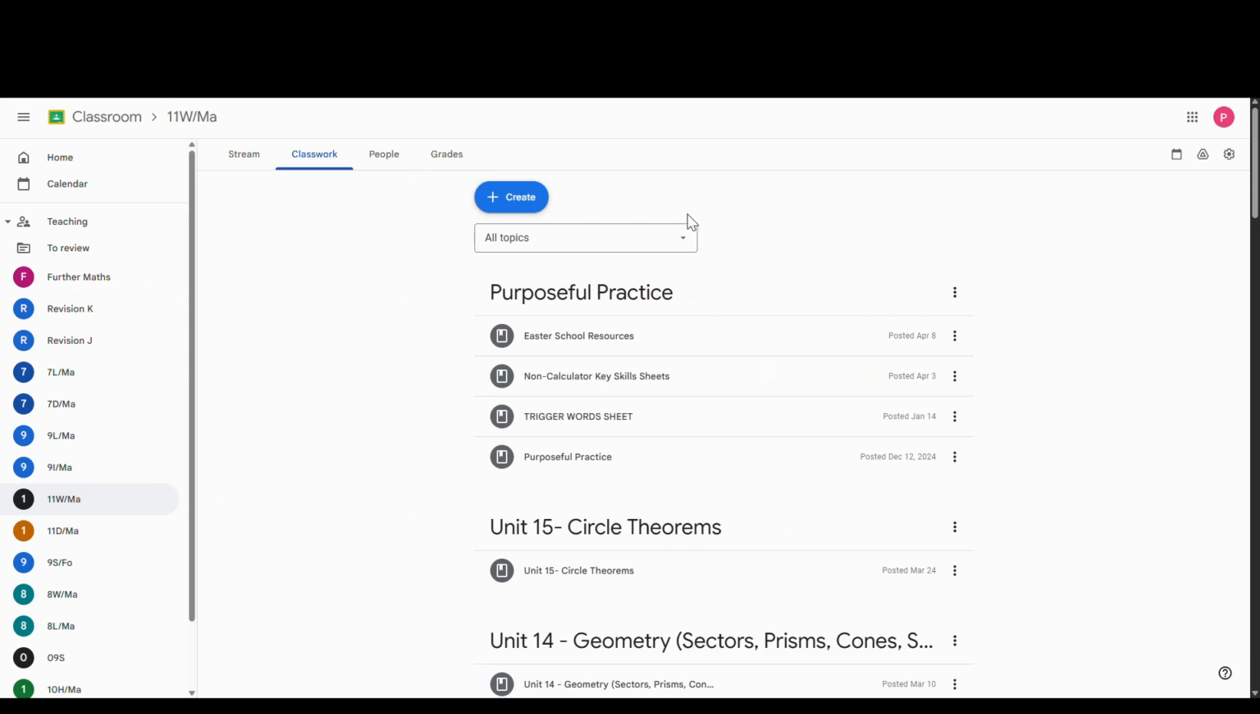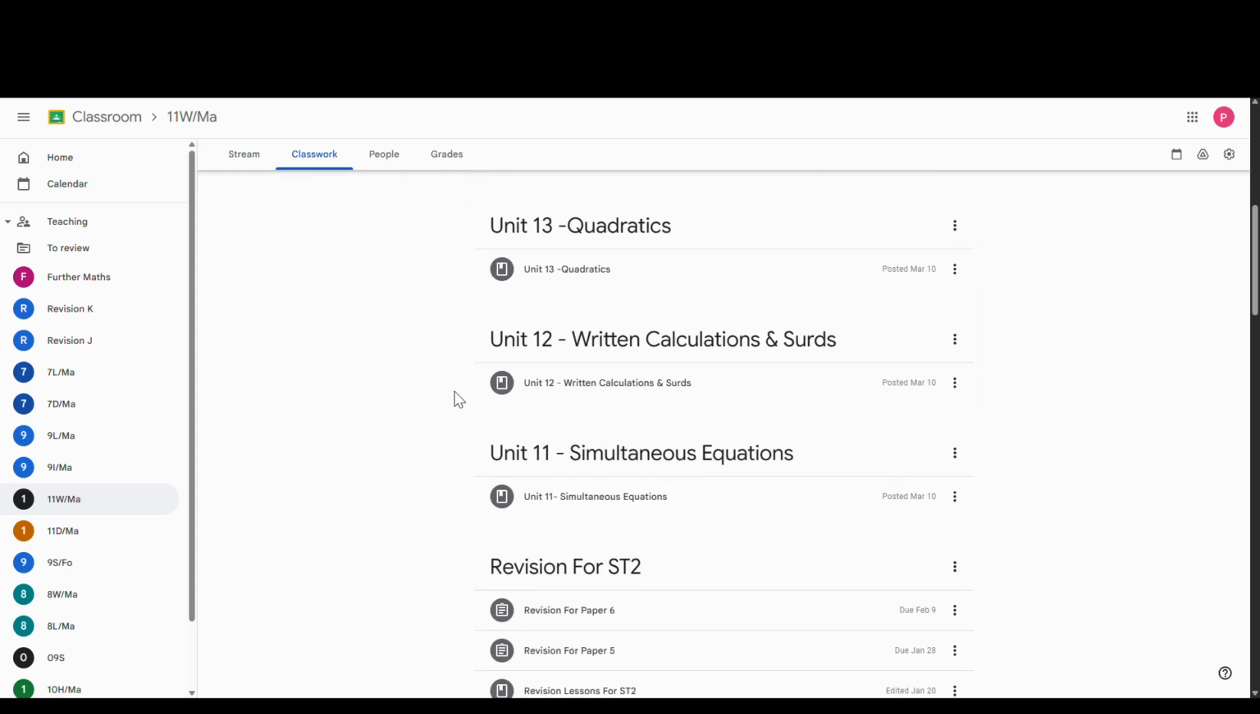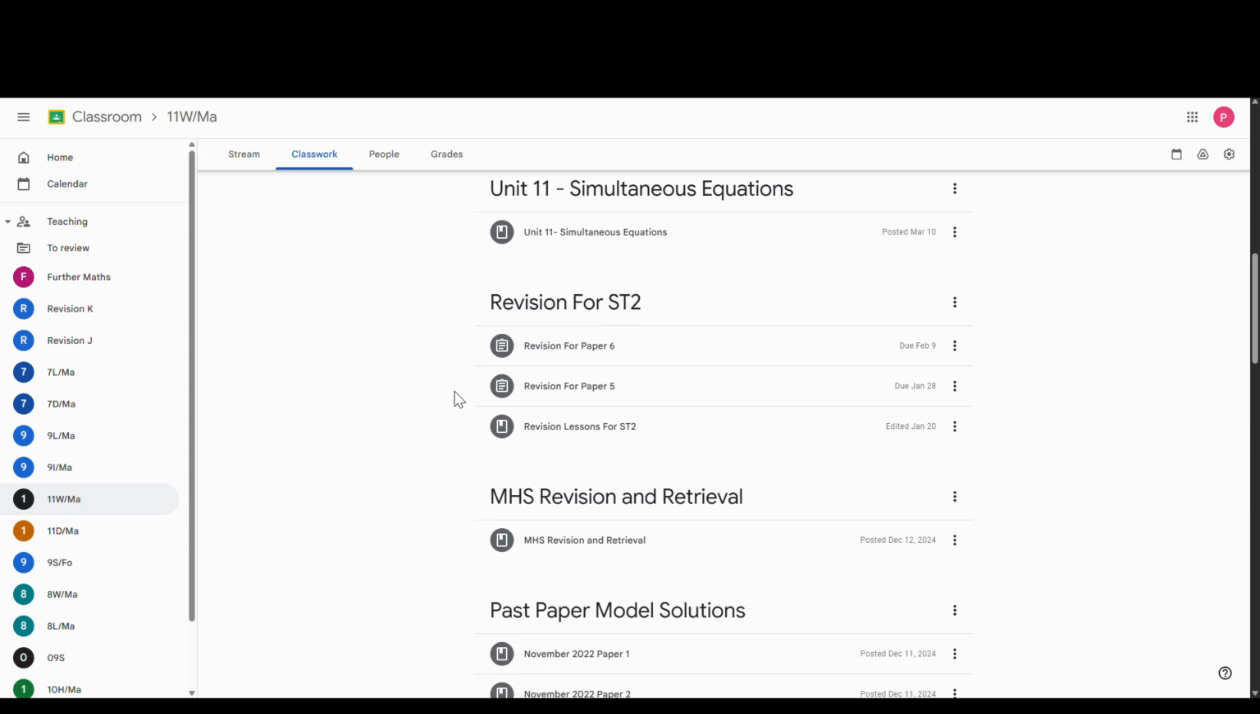Okay, so to show you where everything is and where you can access all of the possible resources for maths, this is an example of a Year 11 Google Classroom. At the top of your Google Classroom, you will see the perfect purposeful practice section. That's got pretty much everything that you would need to get started on any maths revision in there. Below that you've got all of the topics that you've done so far this year.